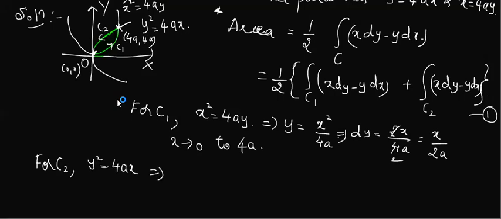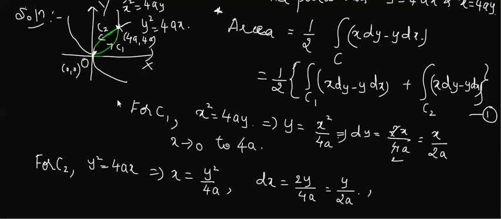So what is the value of x from here? Because we are converting everything in terms of y, x is y square upon 4a. So what is my dx? It is 2y by 4a, which will be y by 2a. So everything is converted in terms of y, so tell me the limits. y varies from what? What is the value of y?